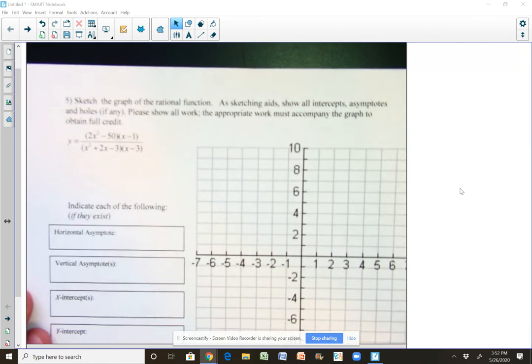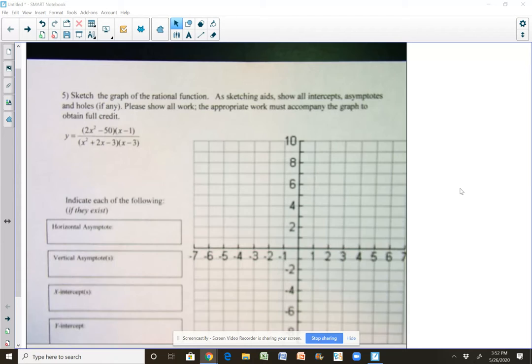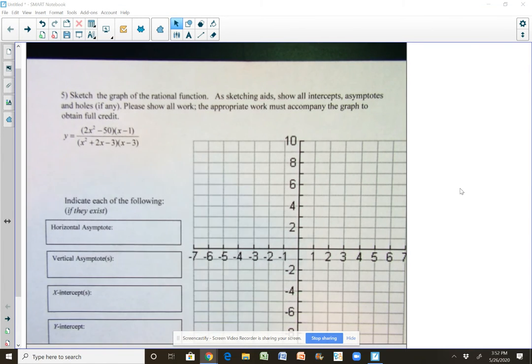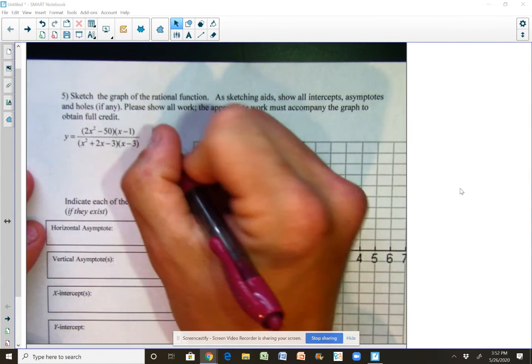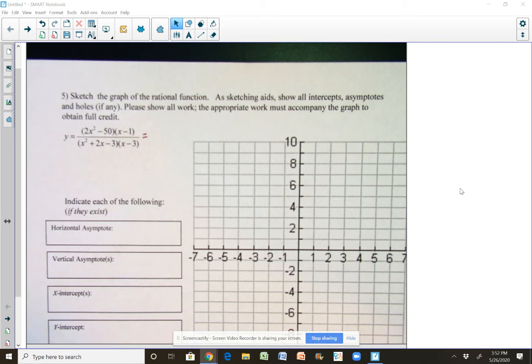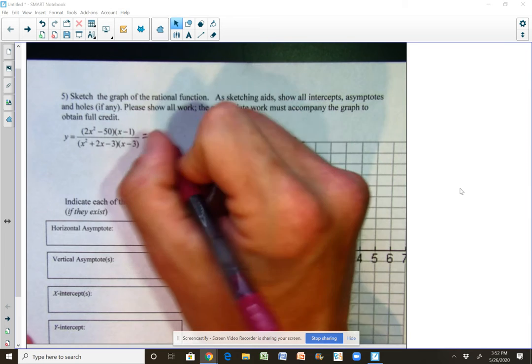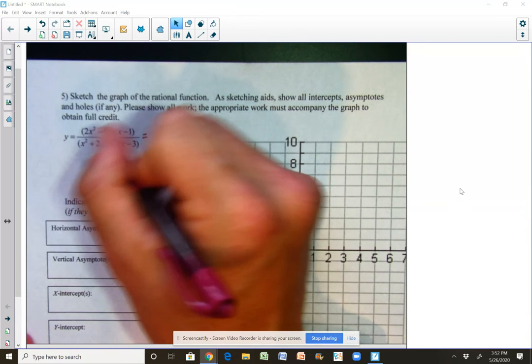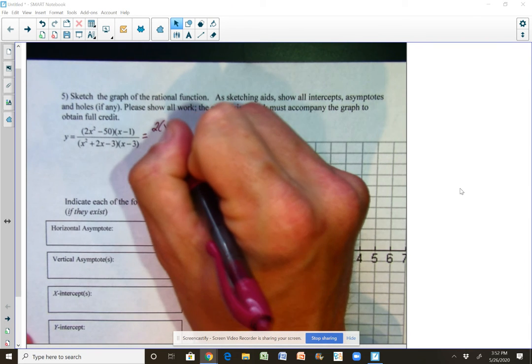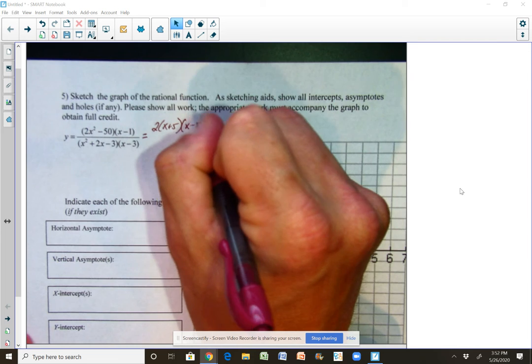We go on to number 5. And here we have another sketch of a graph. So here we have that. And you know how we always like to look at things in factored form as well as standard form for different things happening. So if we do that in this case, you'll notice that in factored form, this is 2 times x squared minus 25. So that's going to be like 2 times x plus 5 times x minus 5.